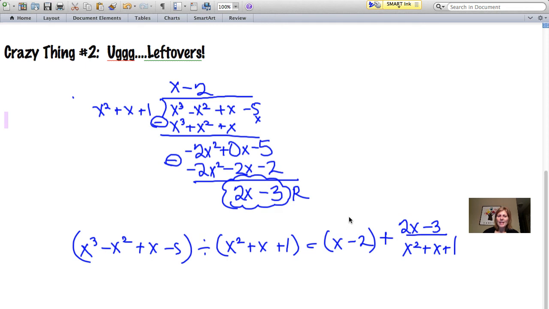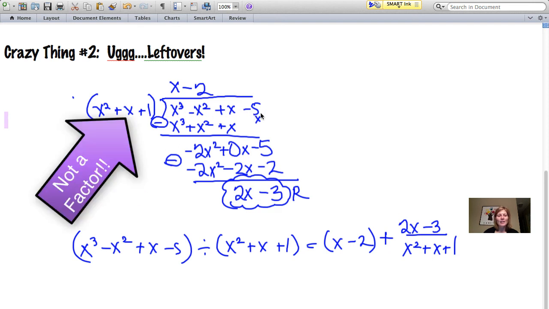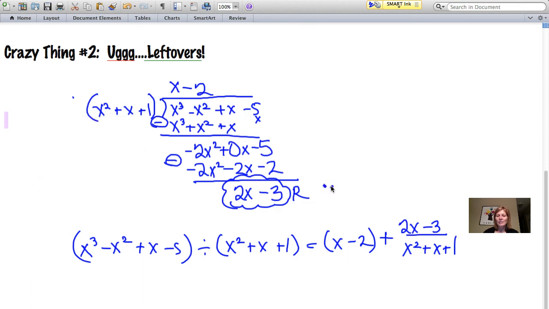Now, because I have a remainder, that's telling me that this polynomial right here is not a factor of this one here. Because I have remainders left over, it's not a factor. All right, remainder, leftovers, sad.